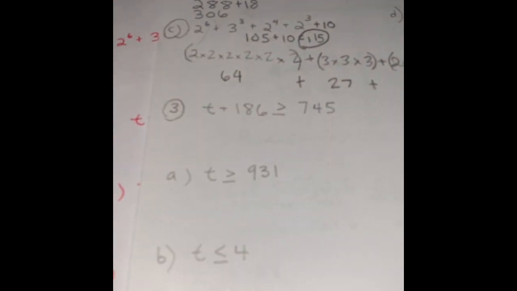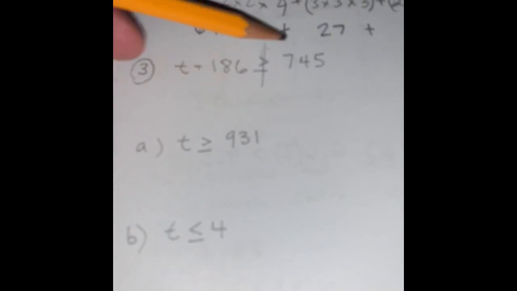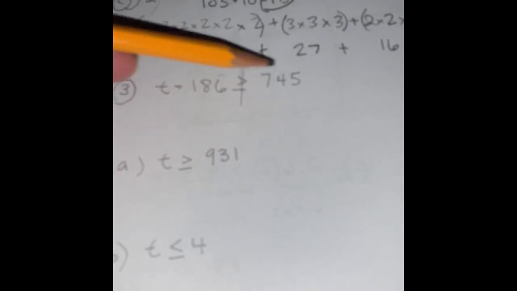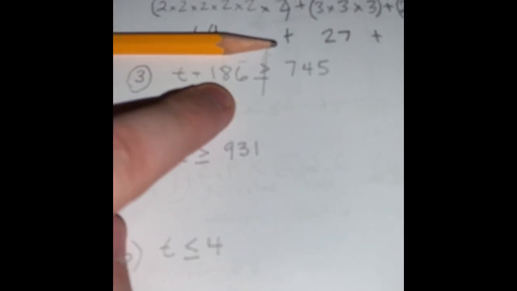The next problem, number 3, is an inequality problem. The whole goal of the inequality is to get the letter on a side by itself. So this inequality sign marks the two different sides. Over here is a side, and over here is a side. Right now, we don't have the letter on a side by itself because we have plus 186 with it.